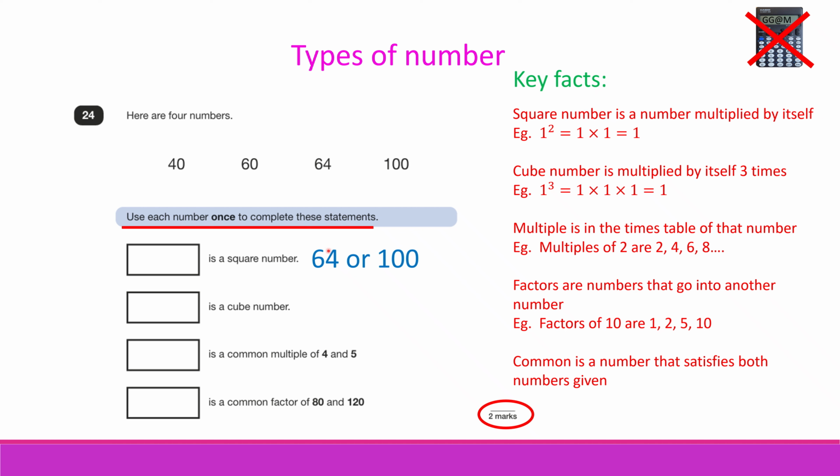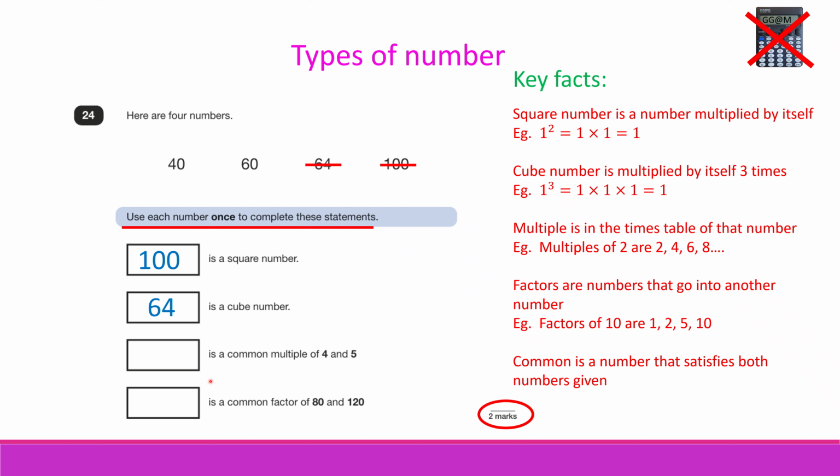So now we can see that 64 has to go in here because it is a cube number. So 100, therefore, must also go in there. And remember to cross out your answer after you finish doing it. Then we won't get confused whether we've done that number or not.